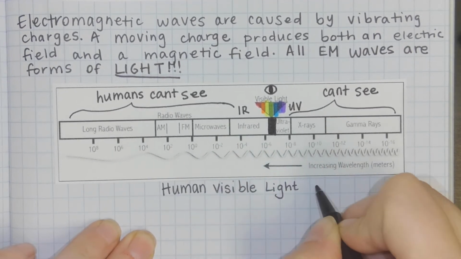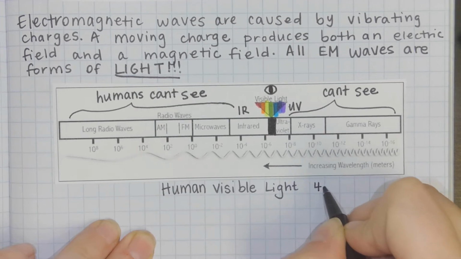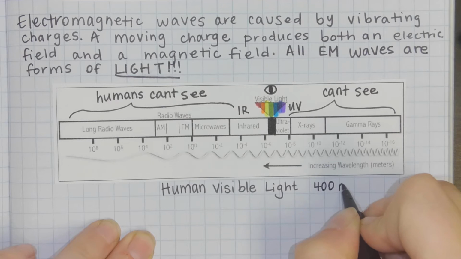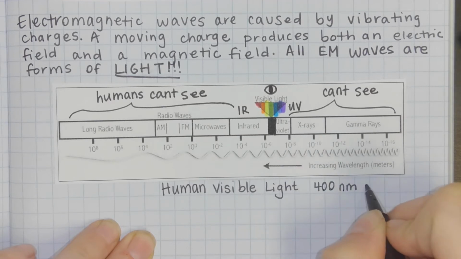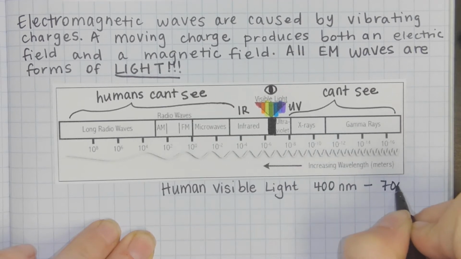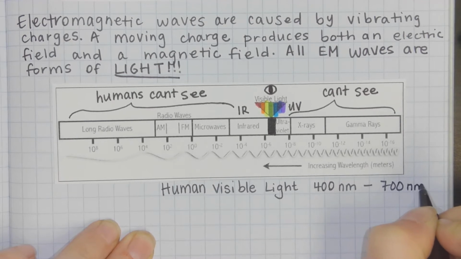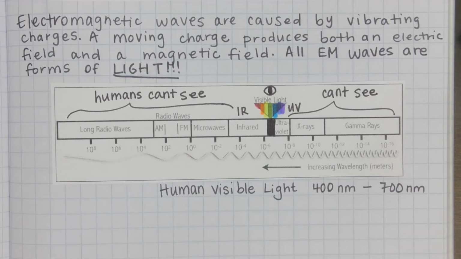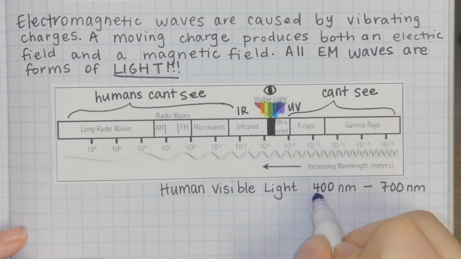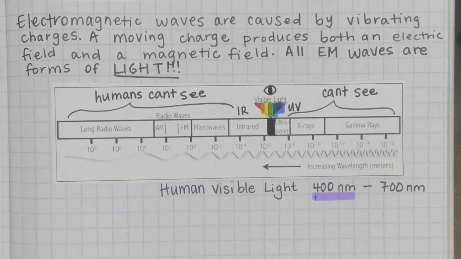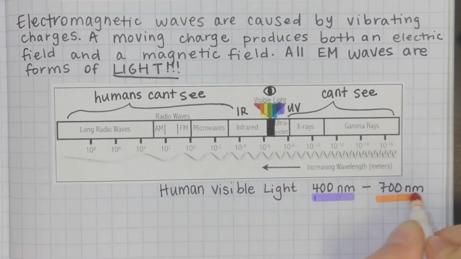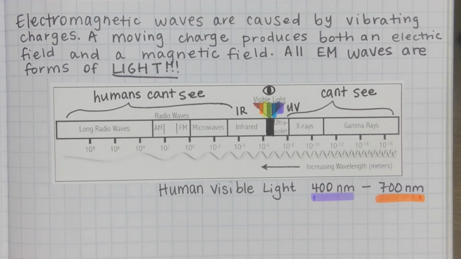Human visible light is from 400 nanometers-ish to about 700 nanometers. The 400 side, I should have maybe done this reverse, but the 400 side is the purple, and the 700 side is the red.